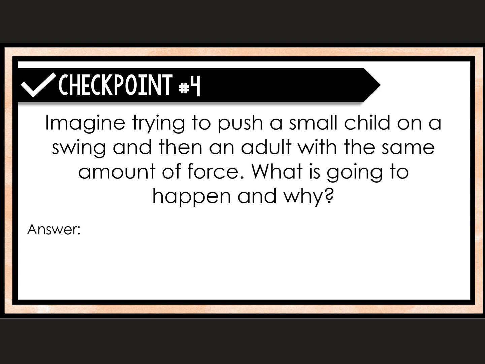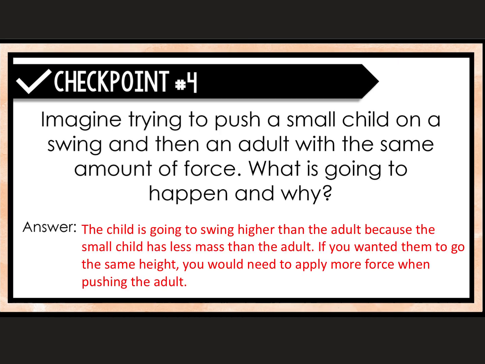Imagine trying to push a small child on a swing, and then an adult with the same amount of force. What's going to happen and why? Well, a child has less mass than an adult. If you apply the same force to each, the child is going to be able to swing further because it has a higher acceleration than the adult.